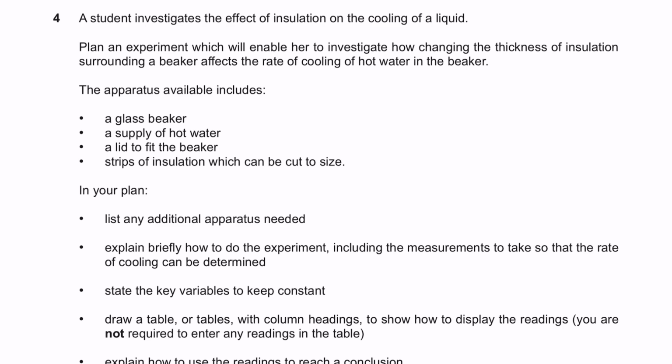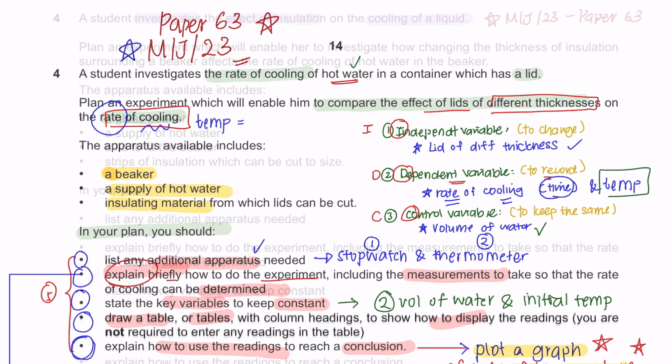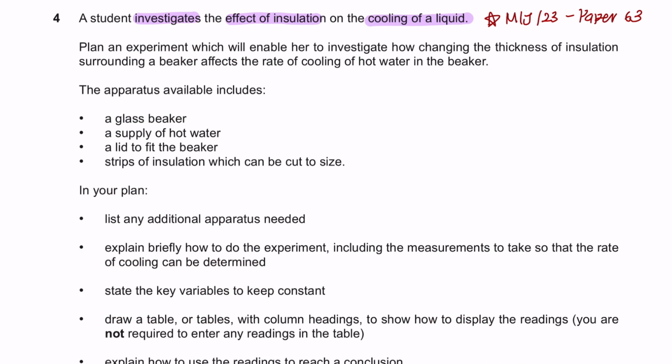Next, question 4. A student investigates the effect of insulation on the cooling of a liquid. This experiment is similar to the one that came out in variant 3 of May-June 2023. We are asked to plan an experiment which will enable us to investigate how changing the thickness of insulation surrounding a beaker affects the rate of cooling of hot water in the beaker. So before planning the experiment, let's identify the key variables.